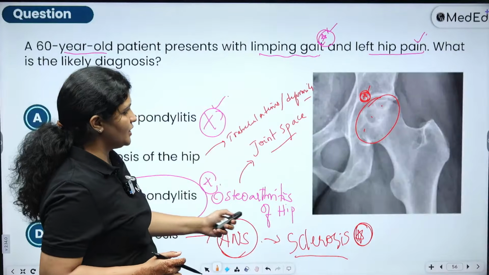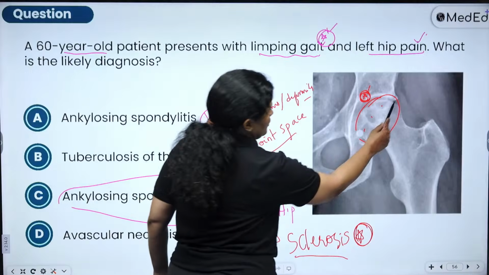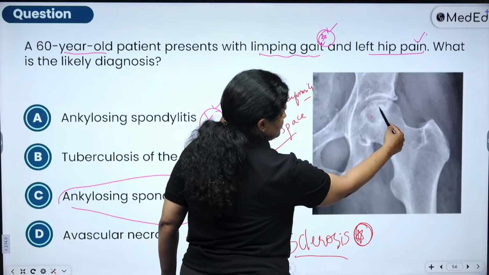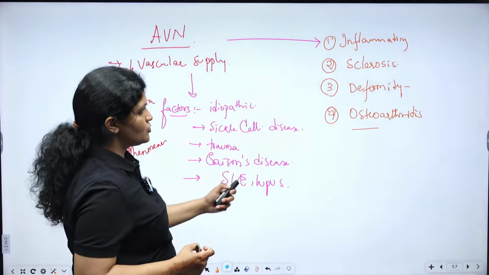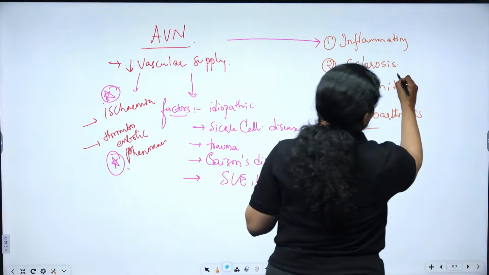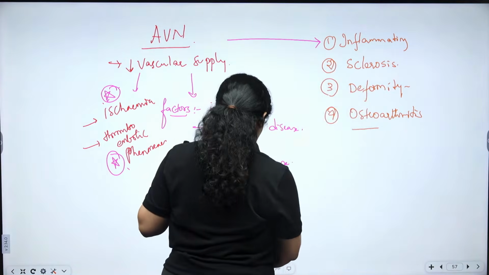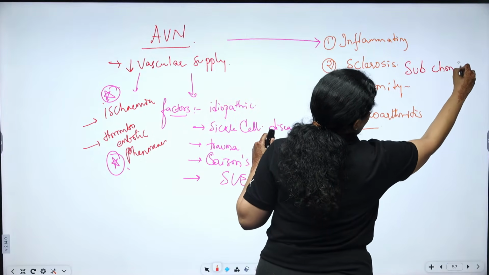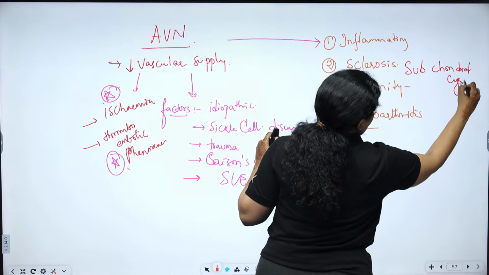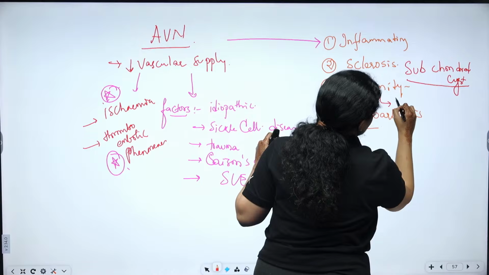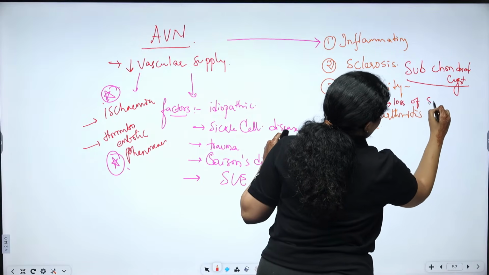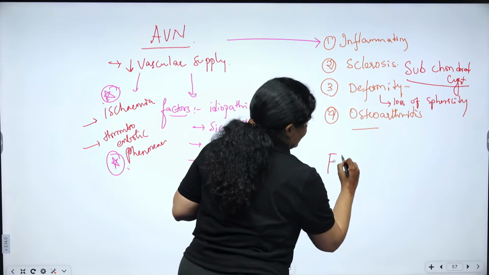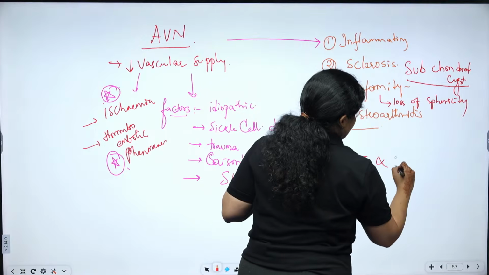In this condition, on the x-ray there is a lot of sclerosis rather than osteoporosis. In tuberculosis of the hip, you mostly see osteoporosis. In the sclerotic stage you will see what is called the subchondral cyst. So remember, whenever there is a subchondral cyst, and then in the deformity stage you see loss of sphericity of the head. The classification is the Ficat and Arlet classification.